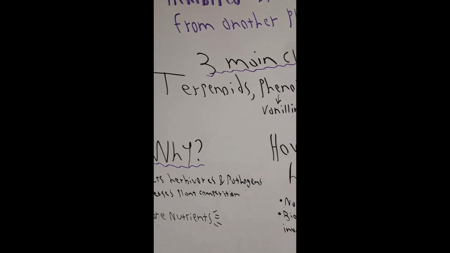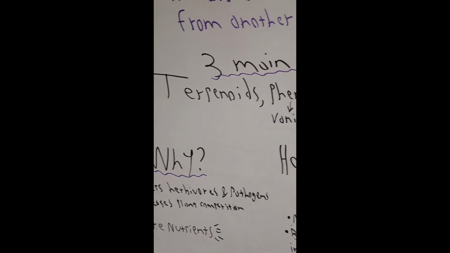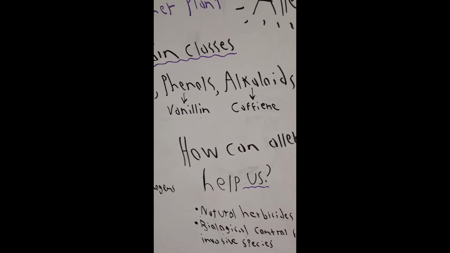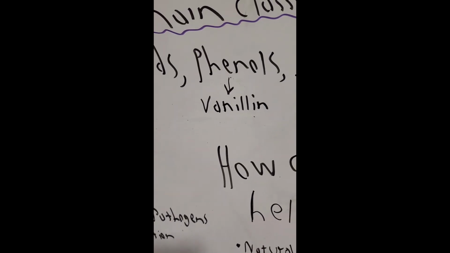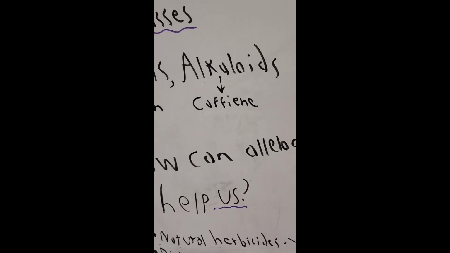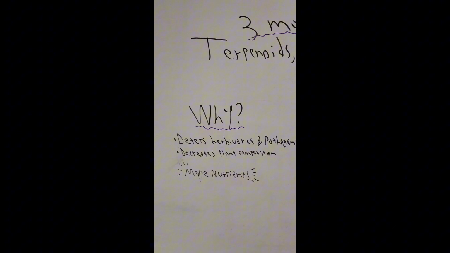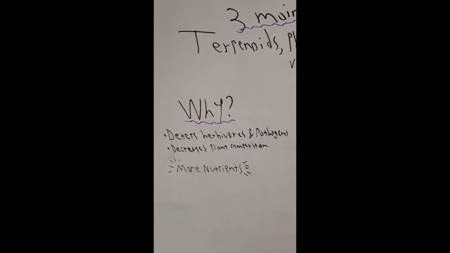So there's three main classes of allelochemicals: terpenoids, phenols, and alkaloids. What's really cool is that you eat allelochemicals without even realizing it, because vanillin is a phenol and caffeine is an alkaloid. So why? What's the purpose of allelopathy in nature?